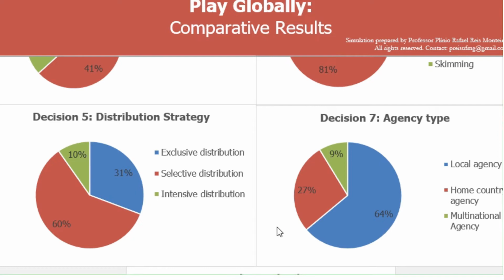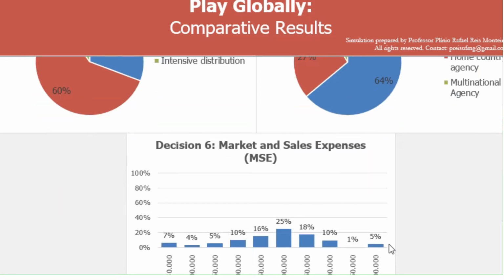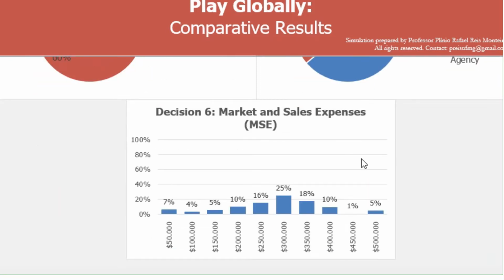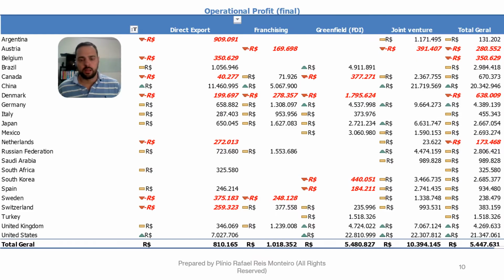Also, we can see here that selective distribution is the choice most students selected for distribution, and for agency type, more students selected local agency. And also we have here the distribution of marketing and sales expenses.